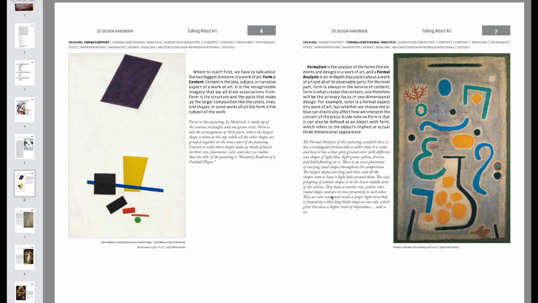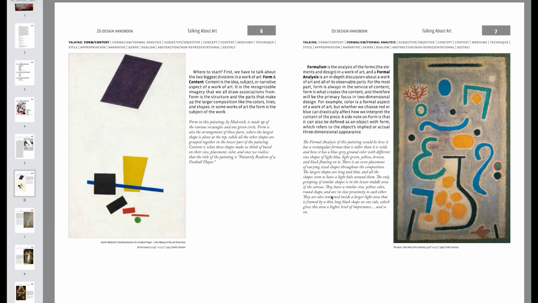There is even a placement of varying size shapes throughout the composition. The largest shapes are long and thin, and all the shapes seem to have a light halo around them. The only grouping of similar shapes is in the lower middle area of the canvas. They have a similar size, yellow color, round shapes, and are in close proximity to each other.